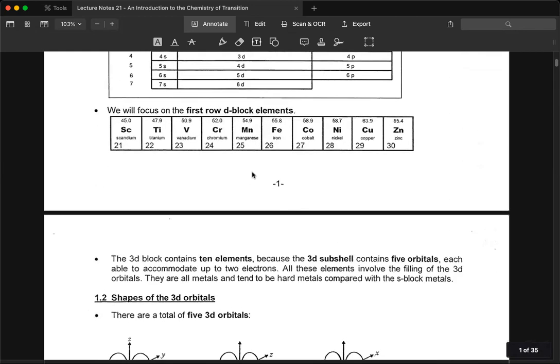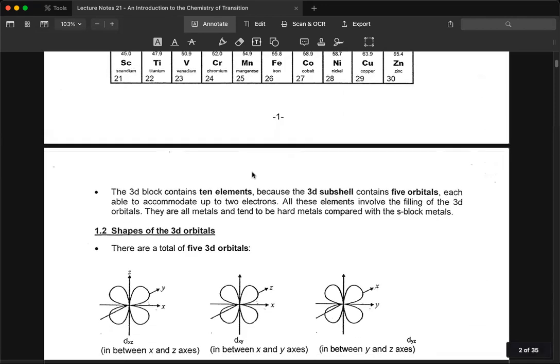So we focus on the 3d block, which contains 10 elements, because the 3d subshell contains 5 orbitals, each able to accommodate up to 2 electrons. All these elements involve the filling of the 3d orbitals. They are all metals and tend to be hard metals compared with the s-block metals.